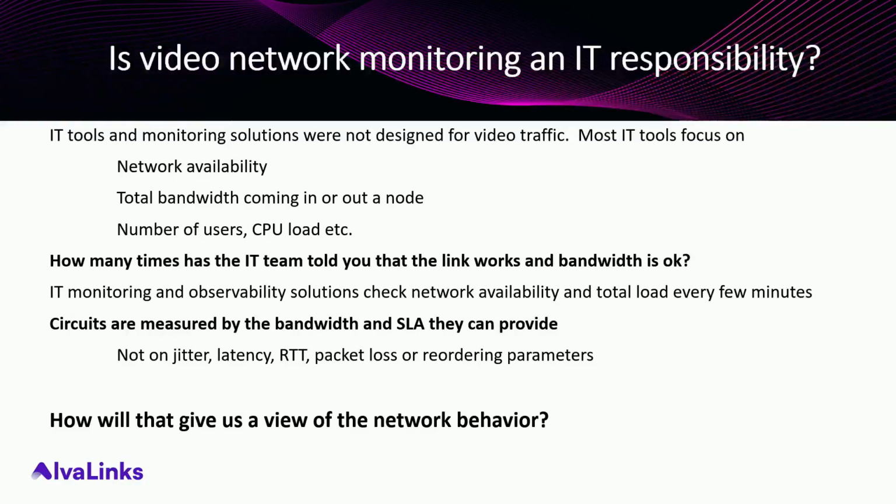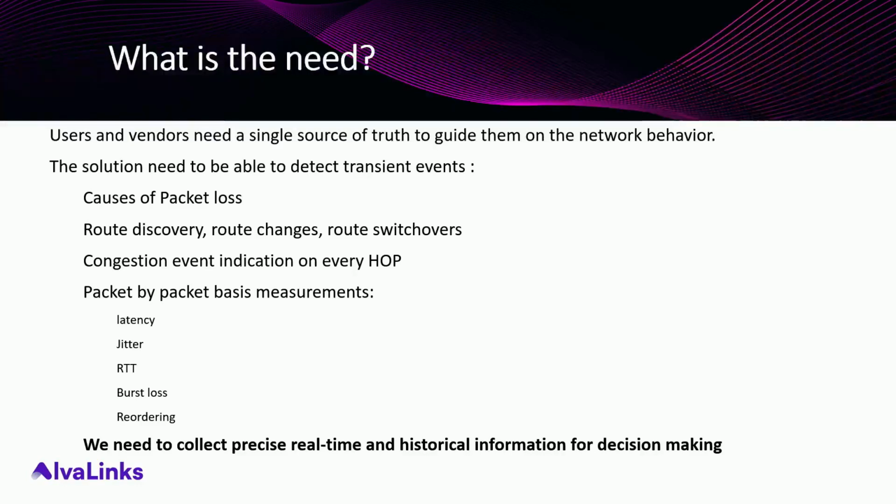So let's go forward. So what is needed? We need users and vendors to have a single source of truth to guide them on network behavior. The solution needs to be able to detect transient events like the cause of packet loss, route discovery, route changes, route switchovers, congestion events, indication on every hop, packet by packet measurement of latency, jitter, RTT, packet loss, reordering. We need to be able to collect precise real-time and historical information for decision making.